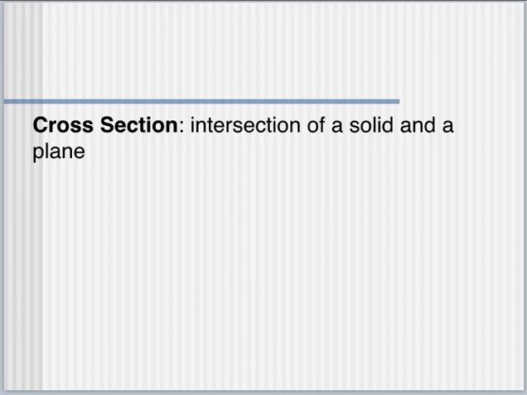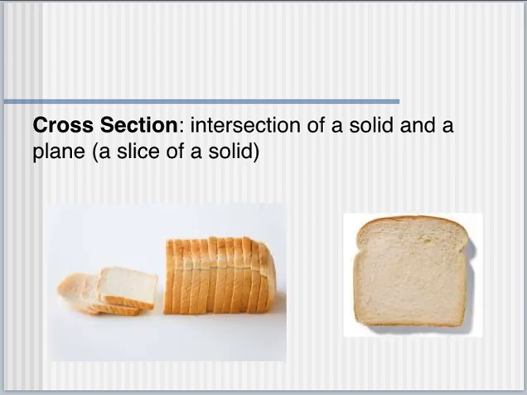An unofficial way of thinking of a cross-section is you could think of it as the shape of a slice of a solid. So for example, if you take a three-dimensional loaf of bread and you slice it, you get this shape, and that is a cross-section.